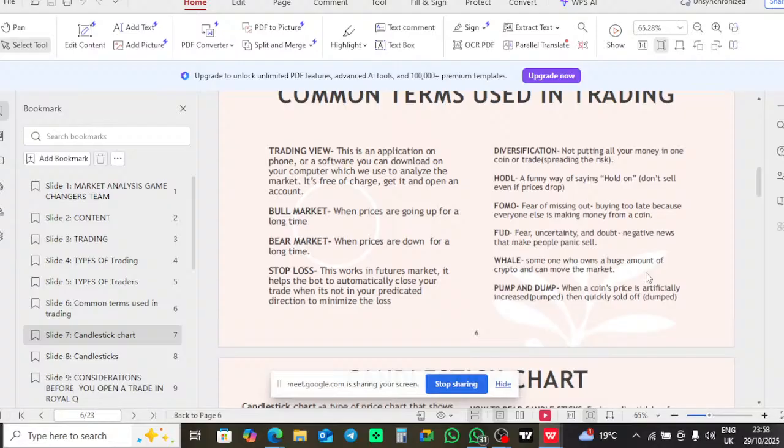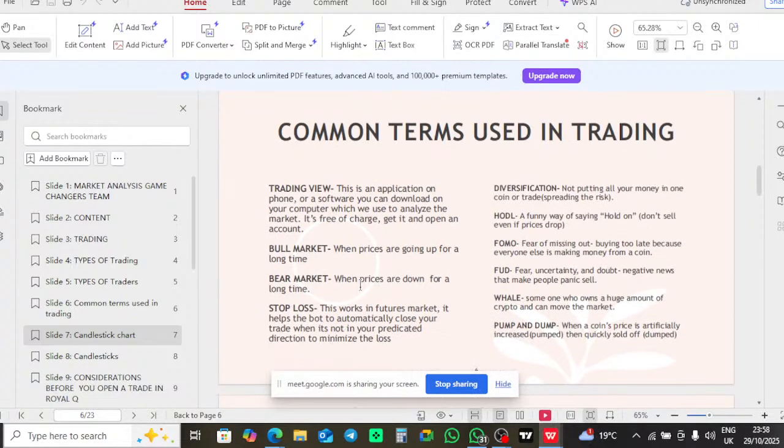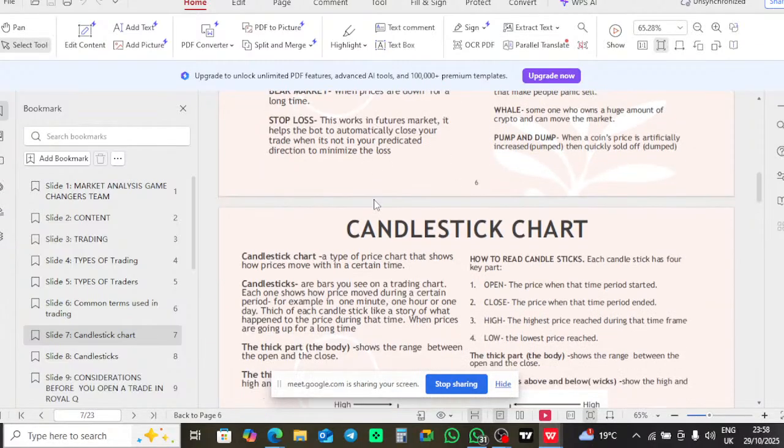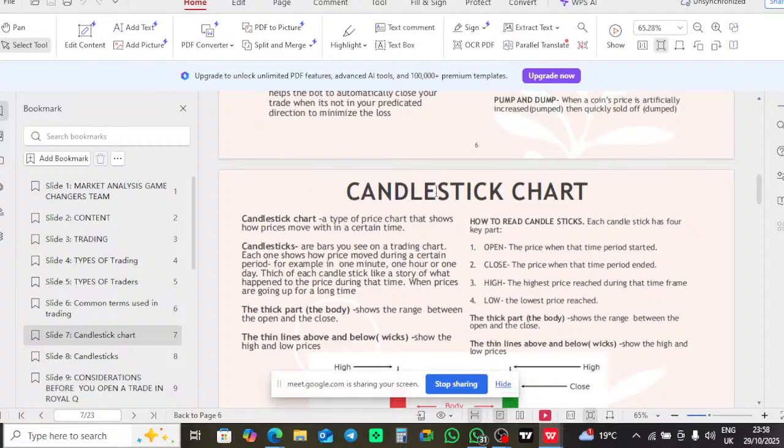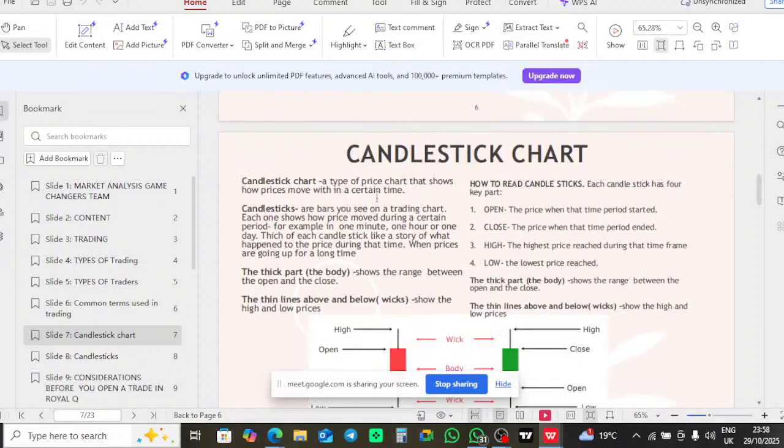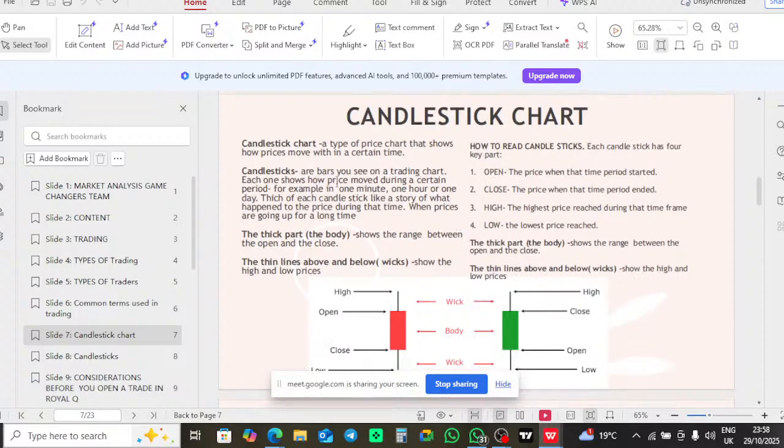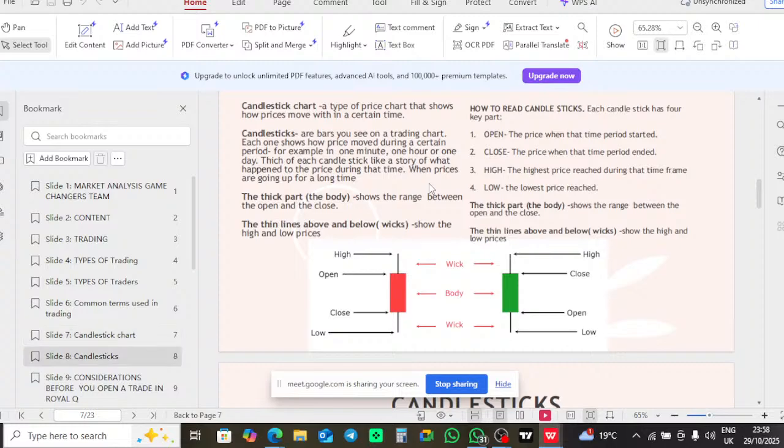You get the point? So, you will go ahead and read about the common terms used in trading, and I think we will be passing through this several times within a week, such that we can be able to understand more about it. I will not go in details, but I'm trying to show you where we start from and where we are going. We are on candlestick chart. These are two different candlesticks.